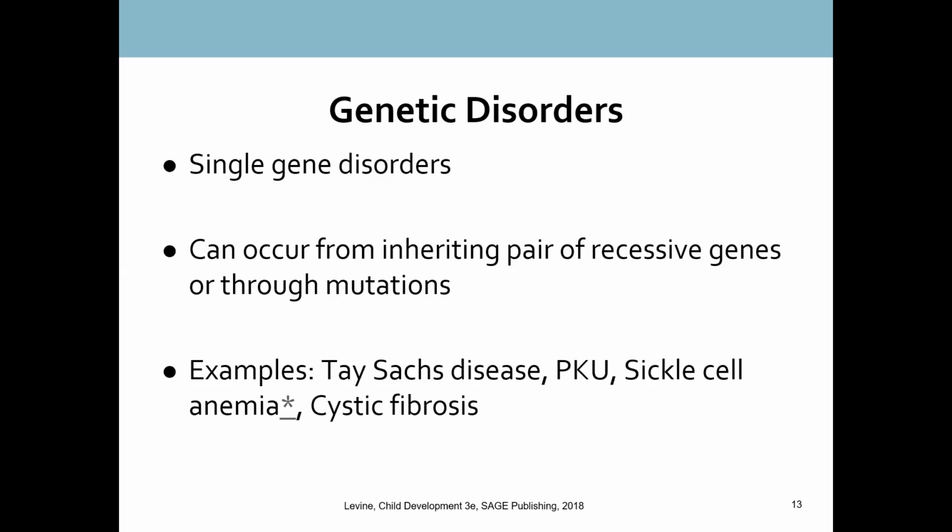Some examples are listed here. We've got Tay-Sachs disease, which is a real horrible disease. It's a progressive neurological deterioration that goes on and causes the death of an infant, usually by the age of 5. No one lives very long with Tay-Sachs.